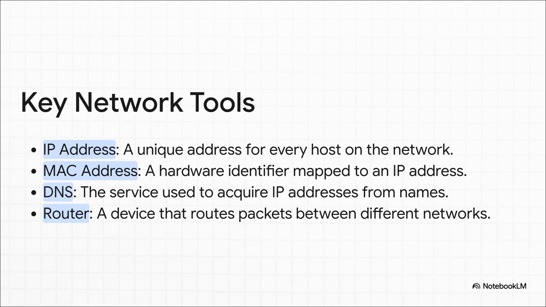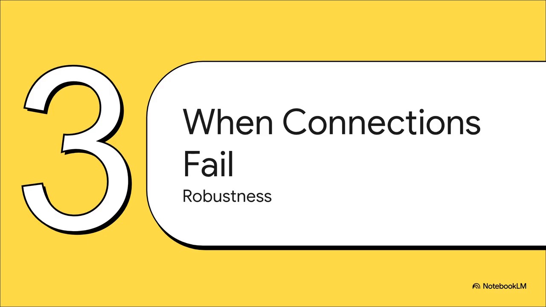And the routers? They're the mail sorters, the traffic cops, directing all the packets along the best possible path to their destination. Okay, this all sounds great. It's an amazing system, but it's also incredibly complex. And with complexity comes failure. Things go wrong. A cable gets cut by a ship's anchor, a server overheats and crashes. So what happens then?